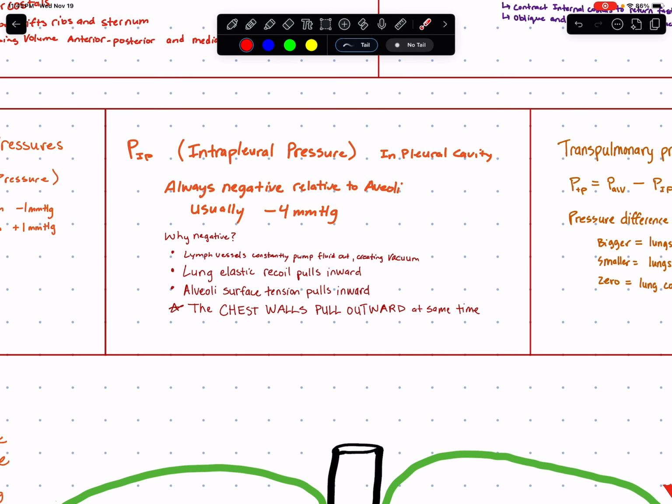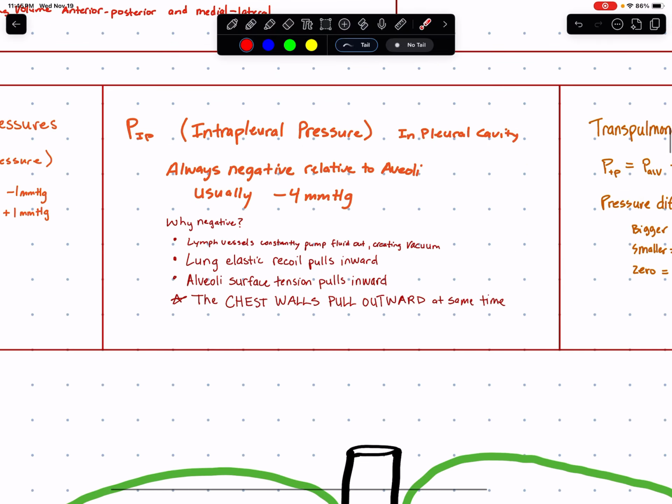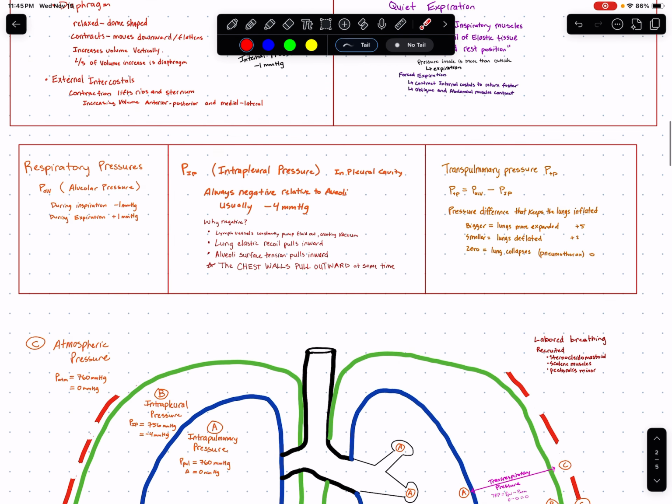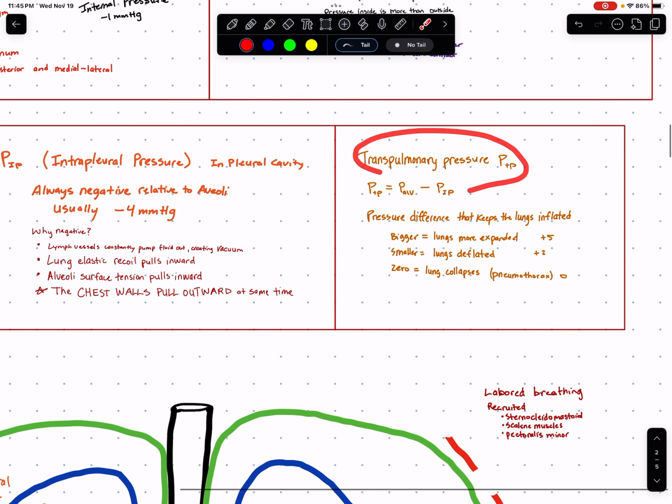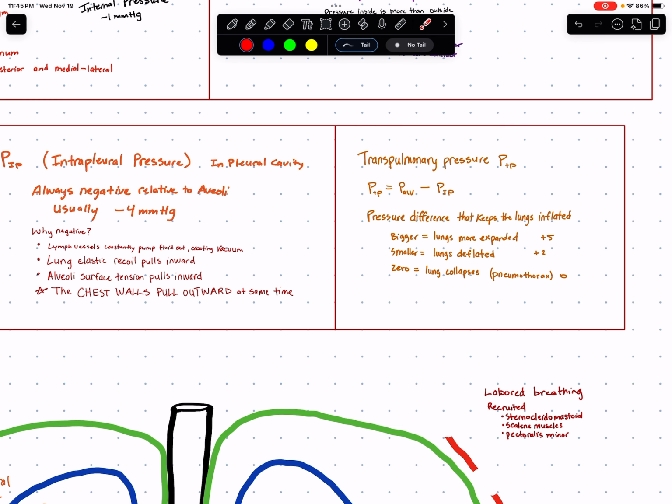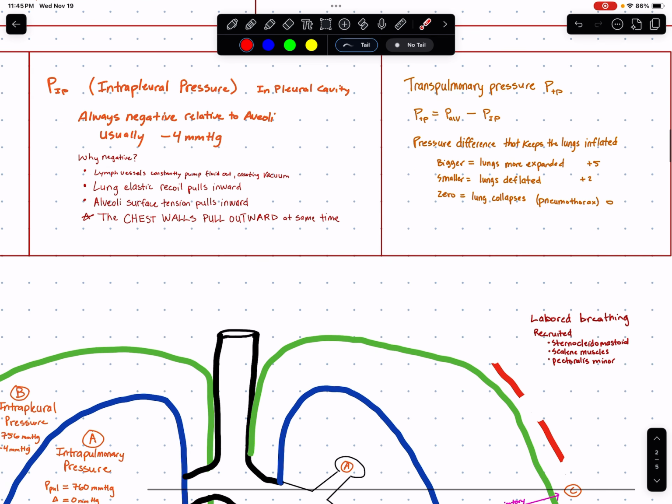We need the intrapleural pressure in the pleural cavity to be negative because that's what is creating a negative pressure. Lymph vessels constantly pump fluid out, creating a vacuum. Lung elastic recoil pulls inward, chest walls pull outward. So we've got this pull, we're trying to pull apart. That's our intrapleural pressure. Transpulmonary pressure right here is what keeps the lungs inflated, bigger or smaller, and whatnot.